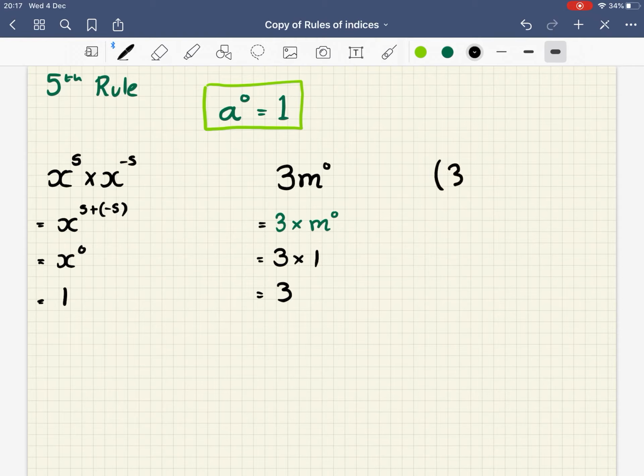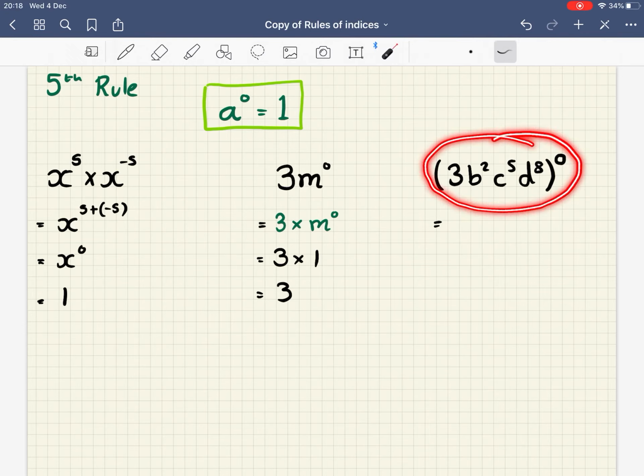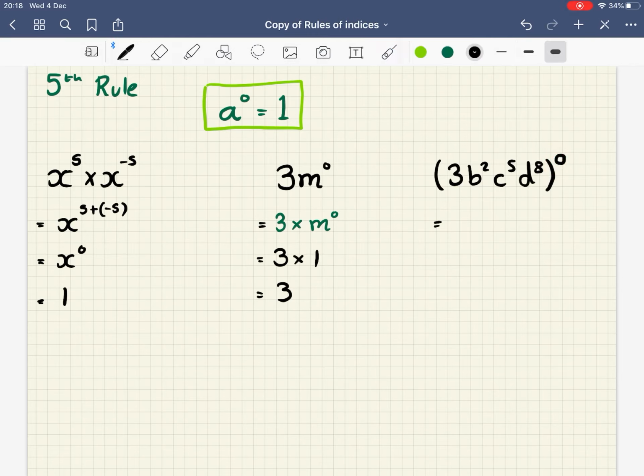And if I had some complicated thing going on in here, no matter how big it is, if there is a power of 0 on the outside, that means this whole thing is being affected by this power. So it is just going to be 1.